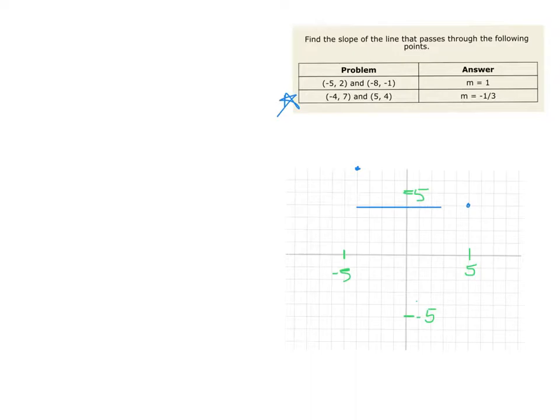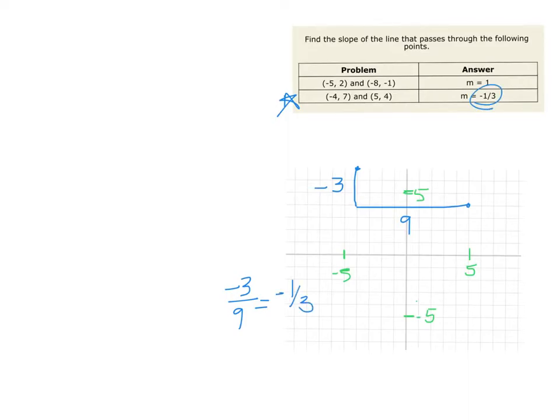So if I'm looking at my rise over my run, I see that my rise isn't really a rise in this case, it's actually a fall of 3 units. And my run is 9 units. So my rise over my run is -3 over 9, which simplified is -1/3.